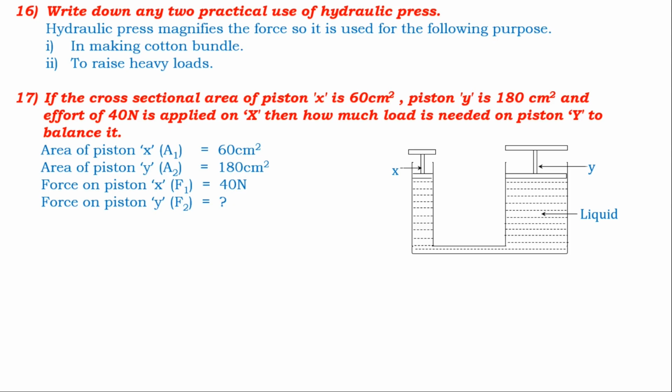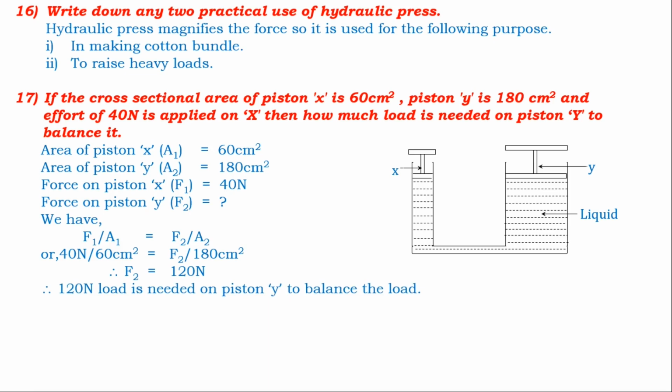This is our question. Now we have F1 by A1 equal to F2 by A2, or we can write the value 40 Newton divided by 60 centimeters square equal to F2 by 180 centimeters square. Now F2 can be calculated easily. It is 120 Newton. This way we can solve this numerical problem. Therefore, one sentence for the answer: 120 Newton load is needed on piston Y to balance the load.